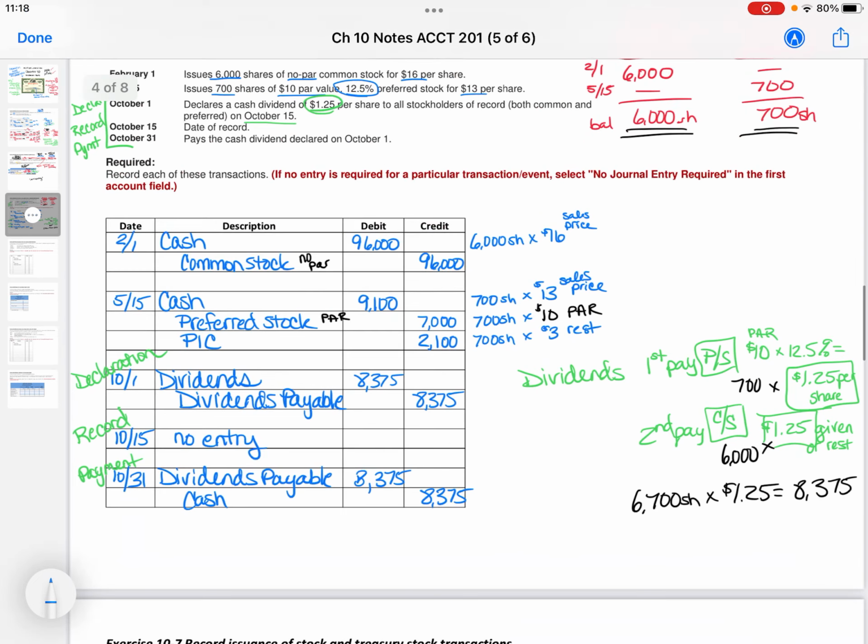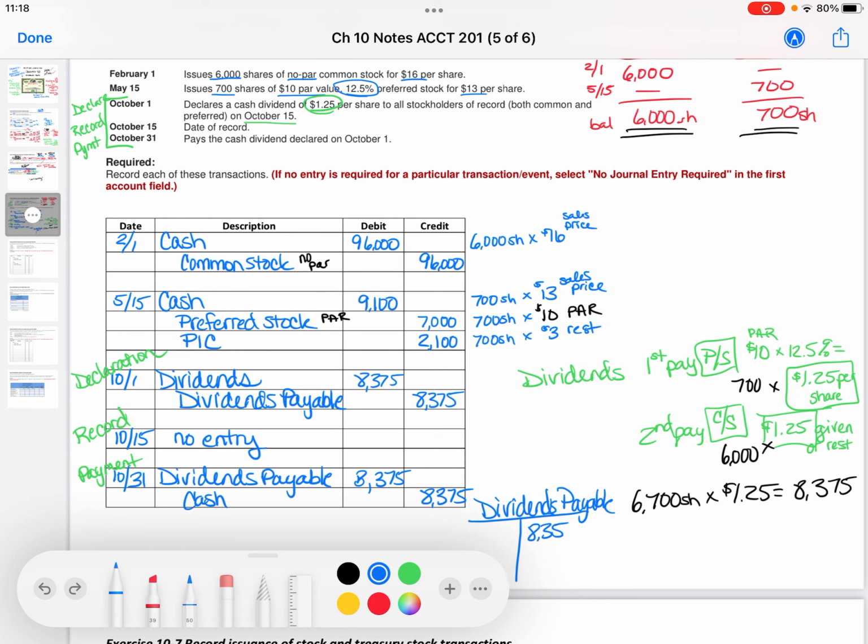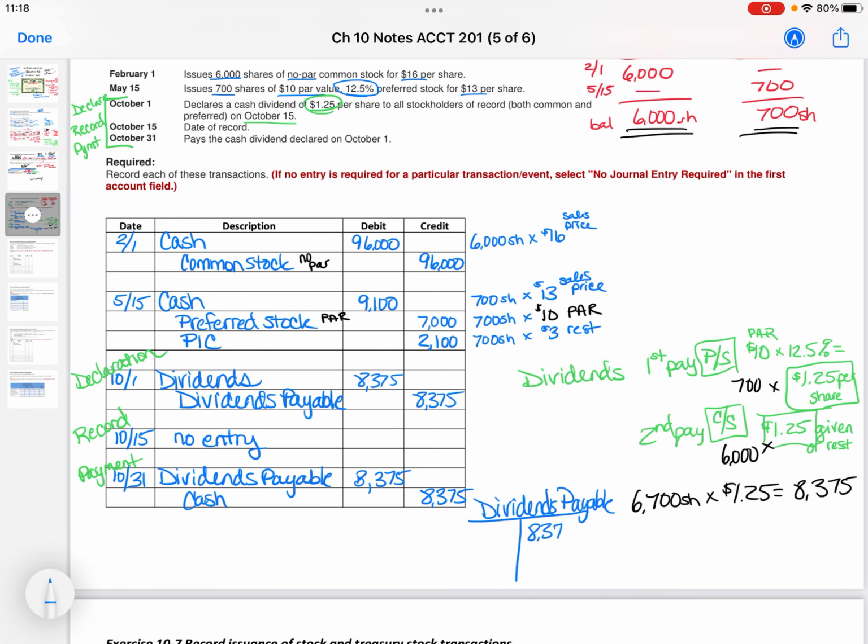So dividends payable, this new account, dividends payable, $8,375 on October 1st, and then we paid it on October 31st. So you see the account is 0. So that's all it is. It just acted like a middle account for us. Okay, that is dividends.